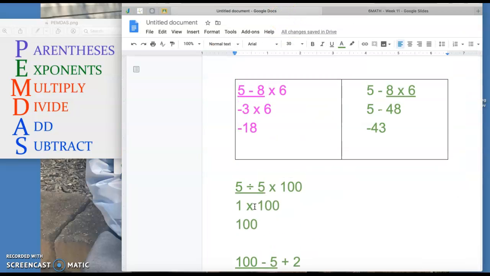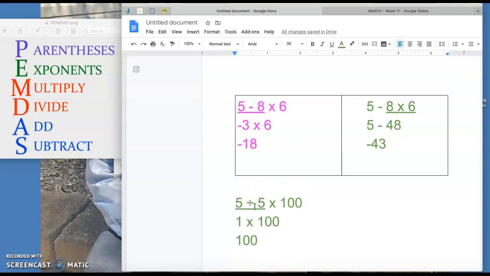I want to talk about why order of operations is important, just like having the same answer to any math problem is important. If I were to do 2 times 2 and you were to do 2 times 2, we should both get 4. That's how math is. It's very concrete. So order of operations makes sure that we get the same answer.